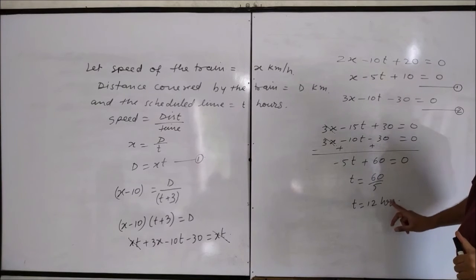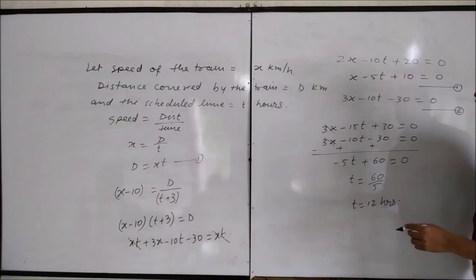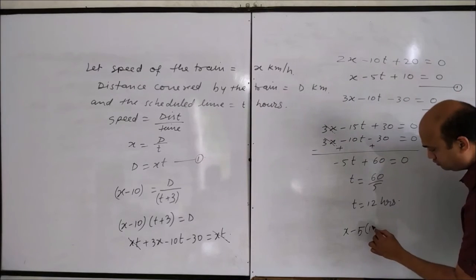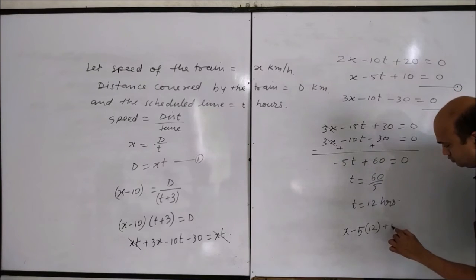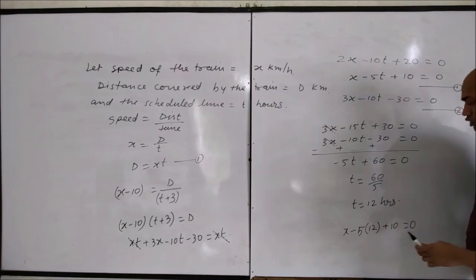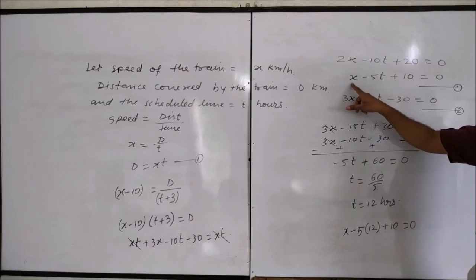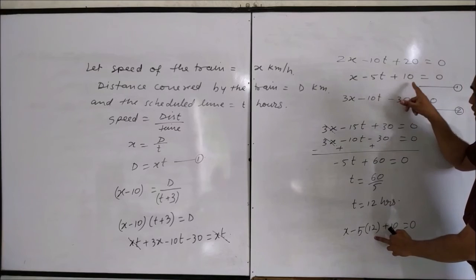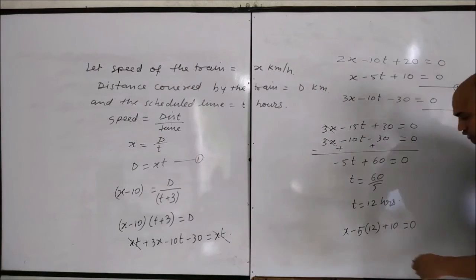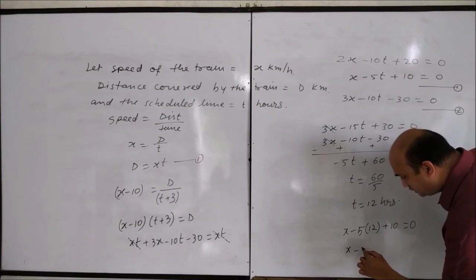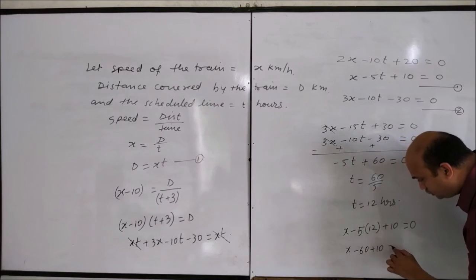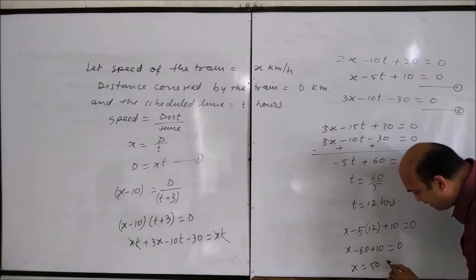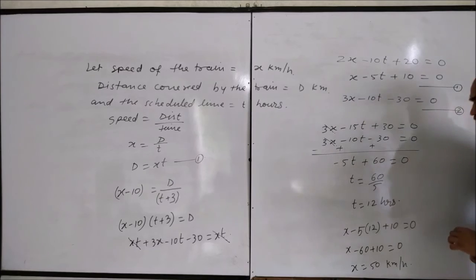This value of t, 12 hours, we put in equation number 1. You see, equation 1 is x minus 5t plus 10 is equal to 0, t we put 12. Then it will be x minus 60 plus 10 is equal to 0. Then x we get 50 kilometer per hour.